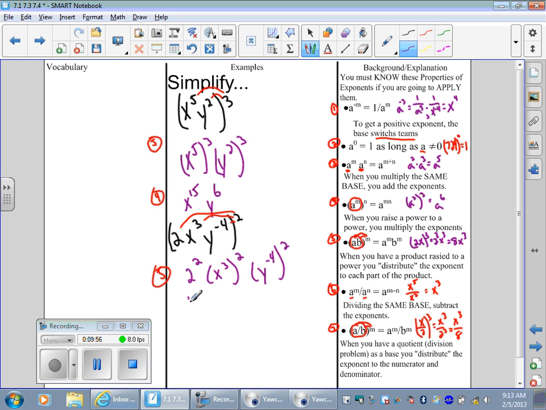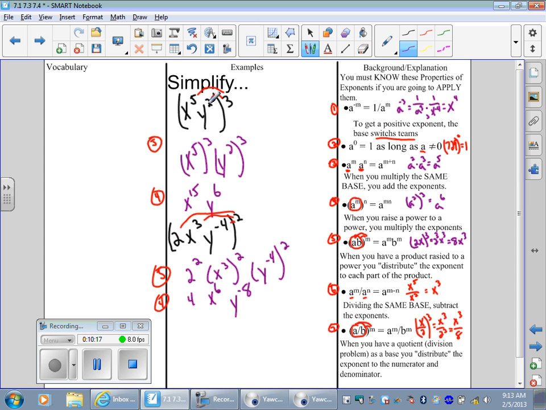Now, 2 squared is 4. X cubed squared, well, again, that's property 4 now, right? Because I'm raising a power to a power. And this becomes x to the 6th. And again, it's property 4 here, where I need to multiply these. That's y to the negative 8.